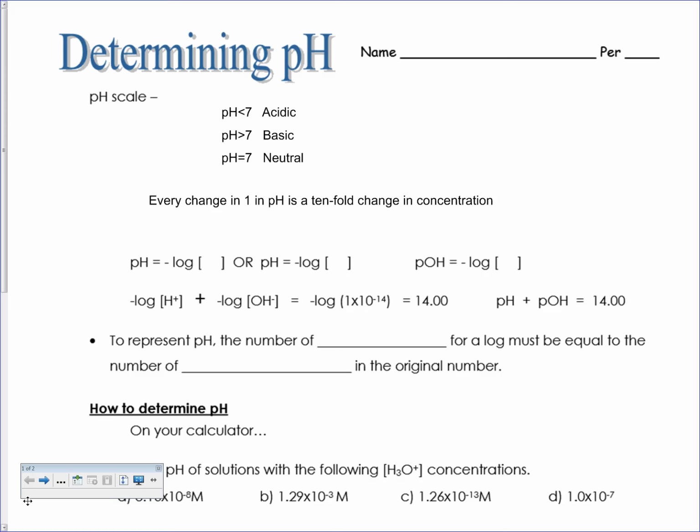And so if pH is less than 7, it's acidic. If pH is more than 7, it's basic. If pH equals 7, it's neutral. And then I say here, every change of 1 in the pH is a tenfold change in concentration.